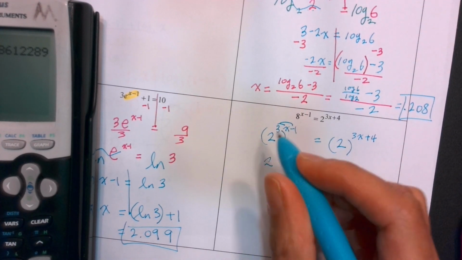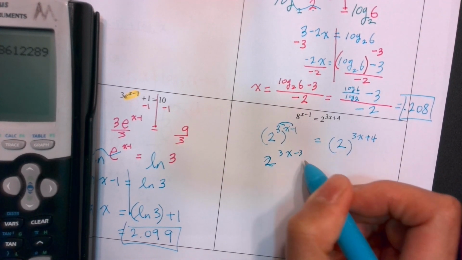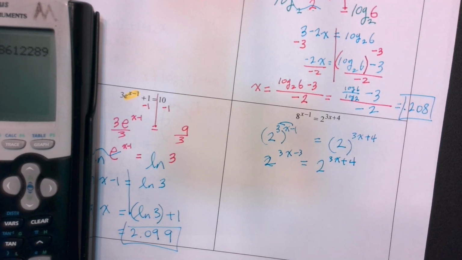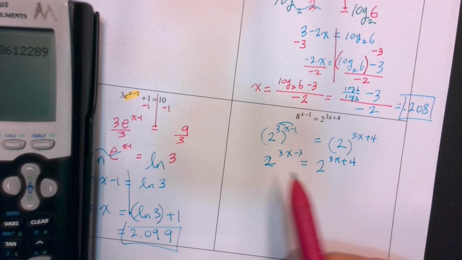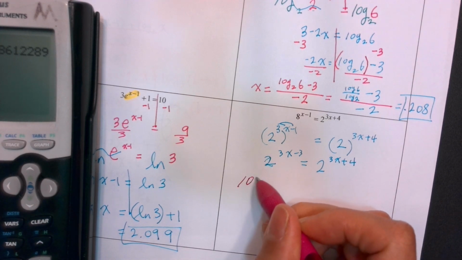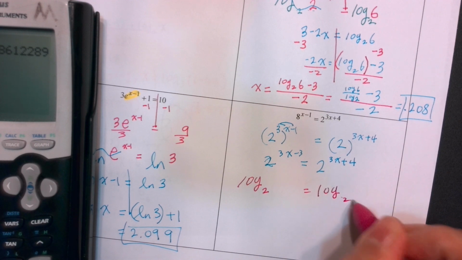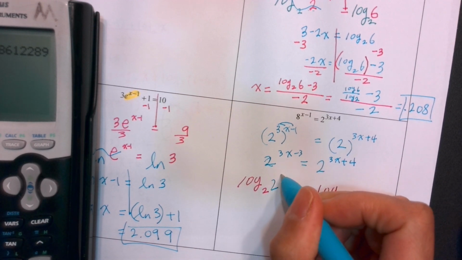And I distribute it using the exponent rule. So 2 raised to 3x minus third power is equal to 2 raised to 3x plus 4th power. Notice both of them have a base 2. So what kind of log am I going to take? Log base 2 on both sides. You are right. And keep that the same.